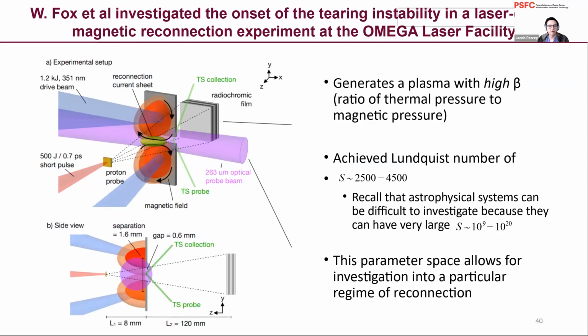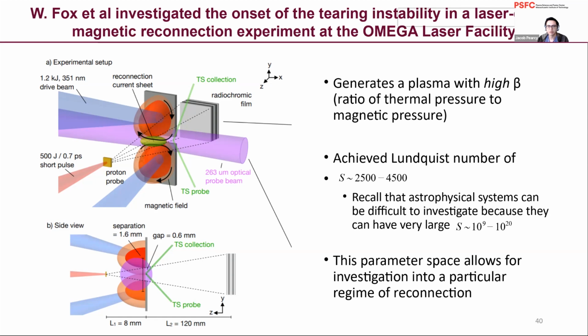So the experiment that we're going to talk about here is shown on this slide, where W. Fox and his team investigated the onset of the tearing instability in a laser-driven magnetic reconnection experiment at the Omega Laser Facility. You can see on the left, it's a busy diagram, but there are these two square targets that are illuminated with these 1.2 kilojoule, 351 nanometer laser drive beams, and it produces these plasma bubbles, which have circulating magnetic fields. And then as those bubbles expand, those magnetic fields are pushed into each other. And in that little green oval there, they undergo magnetic reconnection.